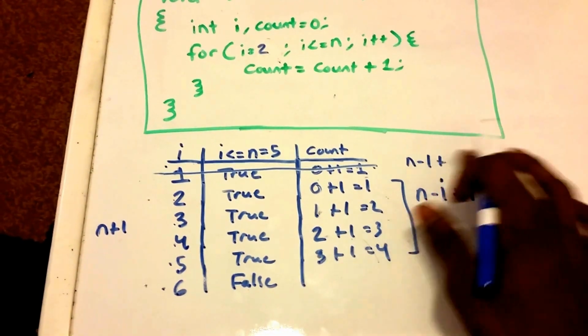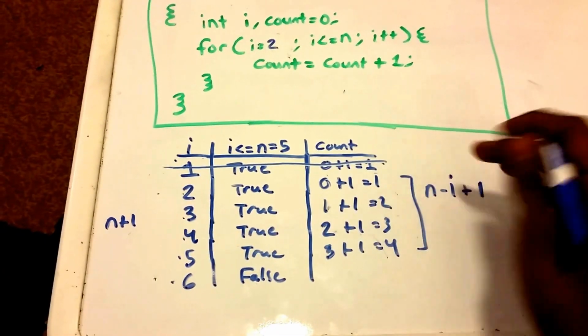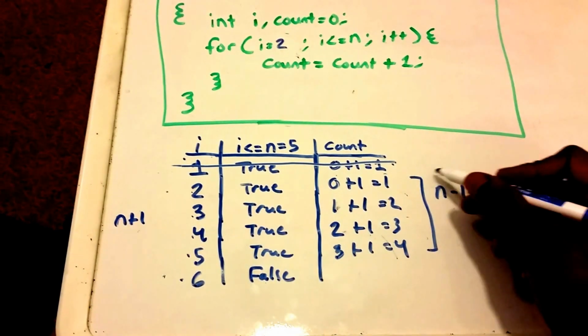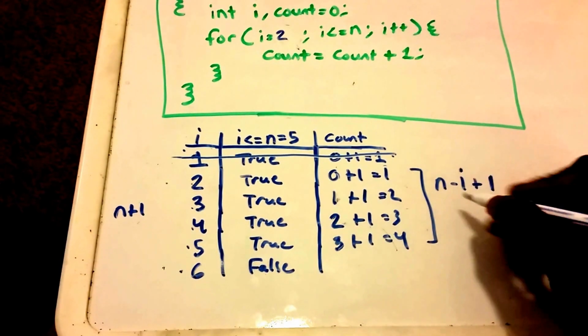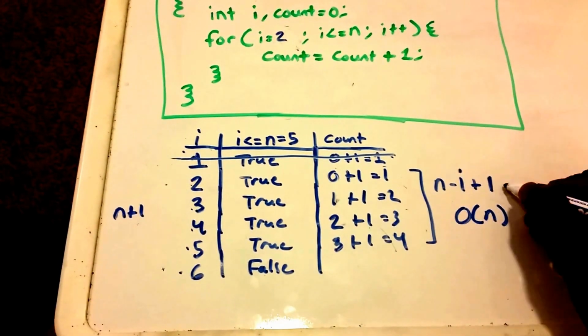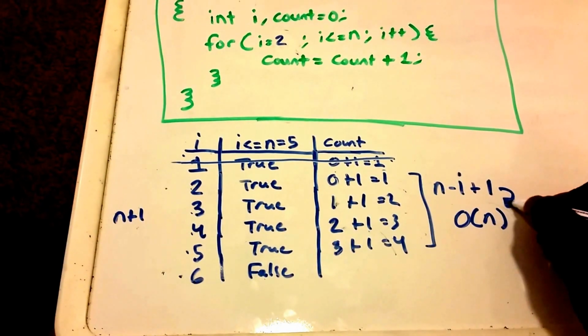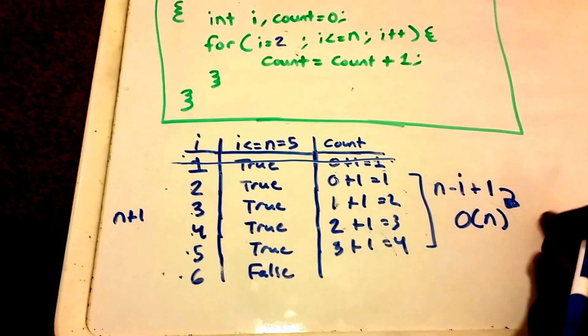Okay? Alrighty. So now what is that? What is this number, or what is this right here in terms of asymptotic notation? This is still big O of n. So that's big O of n. Okay.